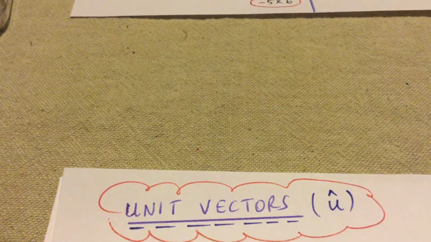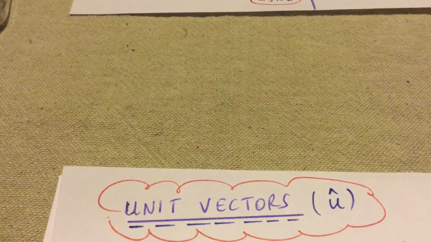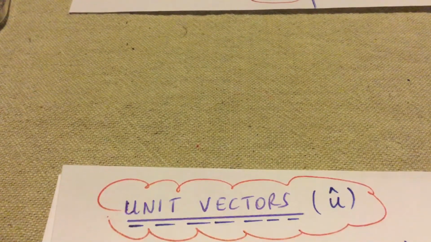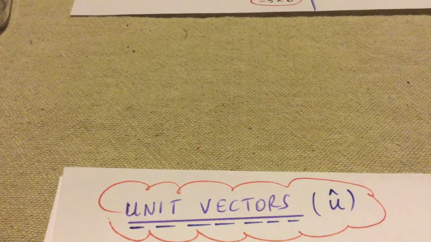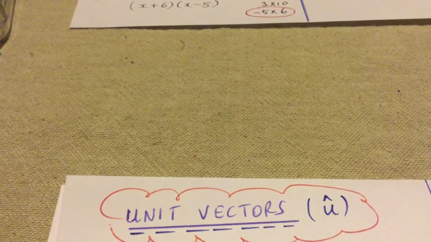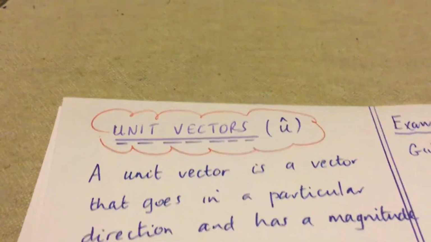So the topic we're looking at today is unit vectors, and the symbol we're going to use for unit vectors is a letter with a hat on top of it. So first we'll start by looking at the definition of unit vector.